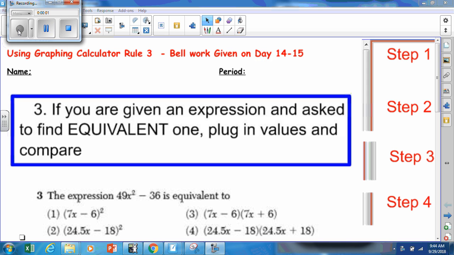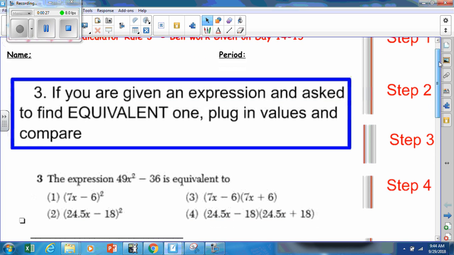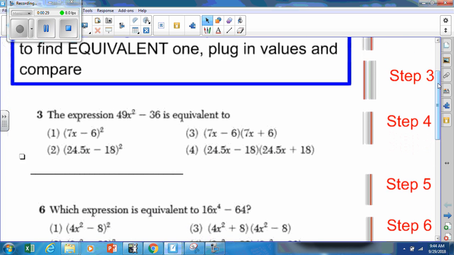Plug in any value and then compare. This is a very powerful rule, and it will allow you to manipulate any question of the sort that you see in front of us. The expression 49x squared minus 36 is equivalent to what? Could it be 1, 2, 3, or 4? Well, in these short steps, I'm going to show you how to master this.